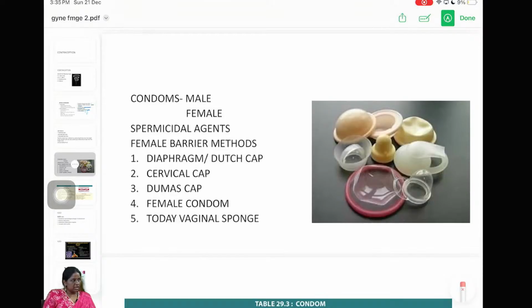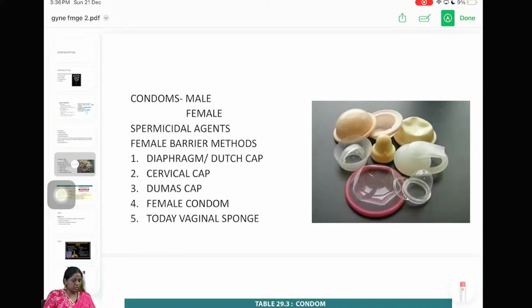Coming on to the barrier methods. Barrier methods can be either for male or female. These barrier methods can be additionally supplemented with spermicidal agents also. So what is the male condom you know of? That is the regular condom, made out of latex. Whereas female barrier methods are the following: diaphragm or Dutch cap, cervical cap, Dumas cap, and then female condom and vaginal sponge.